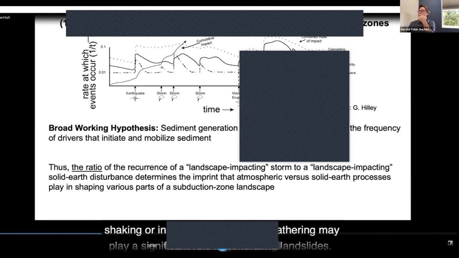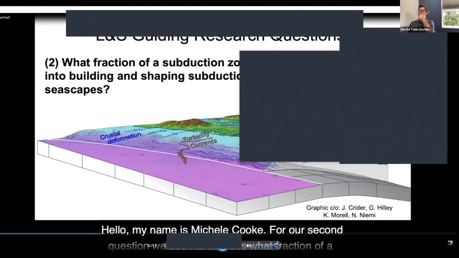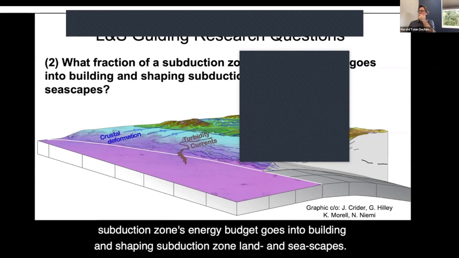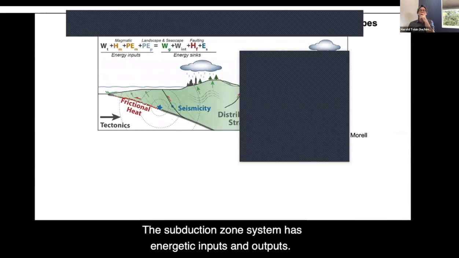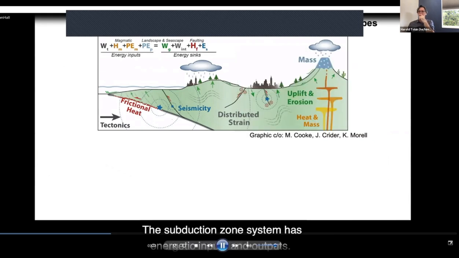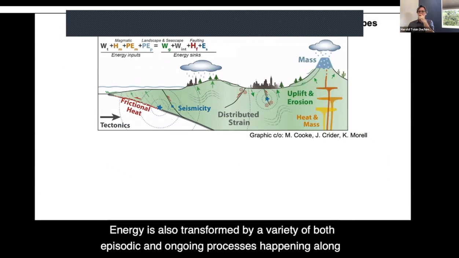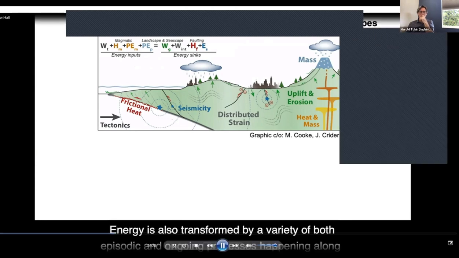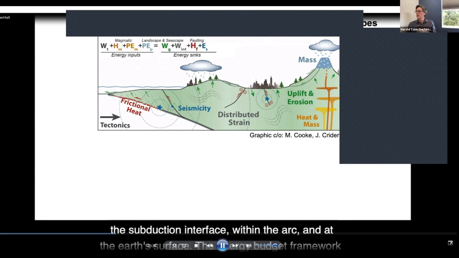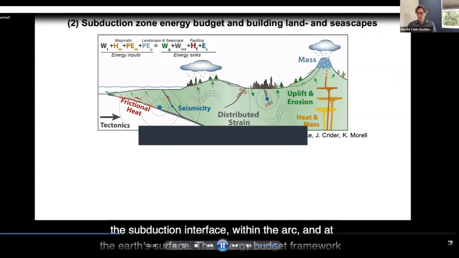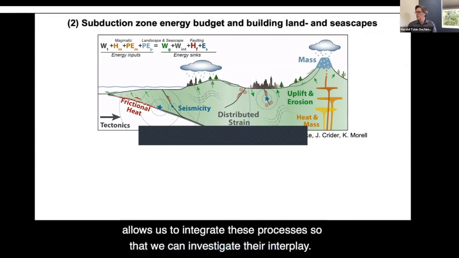Hello, my name is Michelle Cook. For our second question, we seek to address what fraction of a subduction zone's energy budget goes into building and shaping subduction zone land and seascapes. The subduction zone system has energetic inputs and outputs. Energy is also transformed by a variety of both episodic and ongoing processes happening along the subduction interface, within the arc, and at the Earth's surface. The energy budget framework allows us to integrate these processes so that we can investigate their interplay.